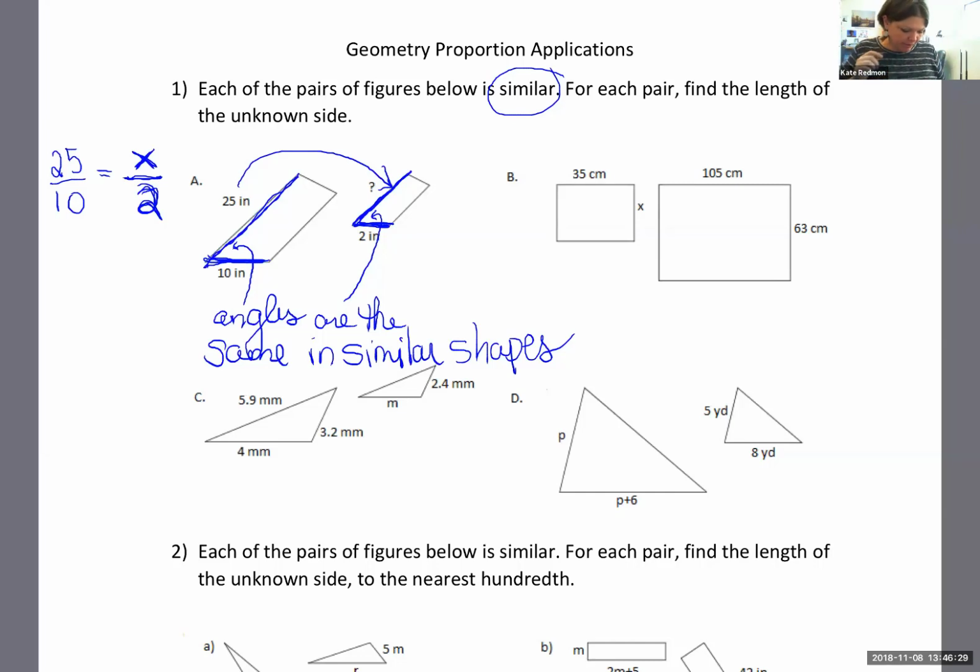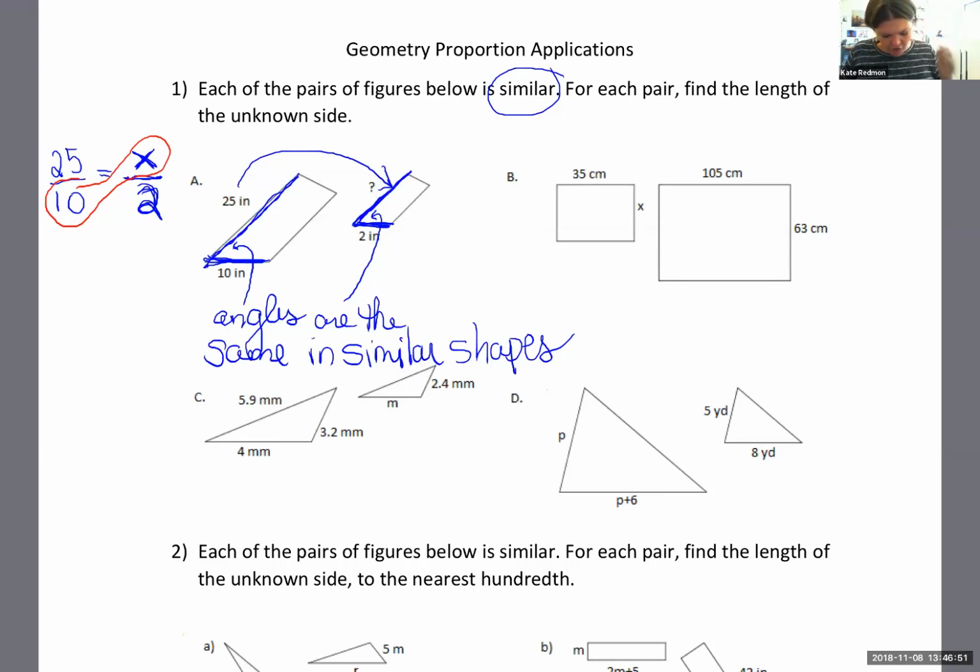Anybody remember the wonderful trick that I used to get rid of fractions right from the start here? Cross multiply? Exactly. I can cross multiply. And why can I do that? Because I know that things that are in proportion, their cross products are equivalent.